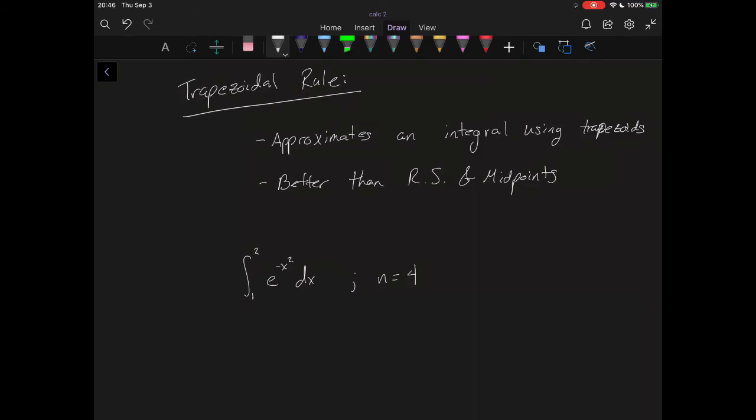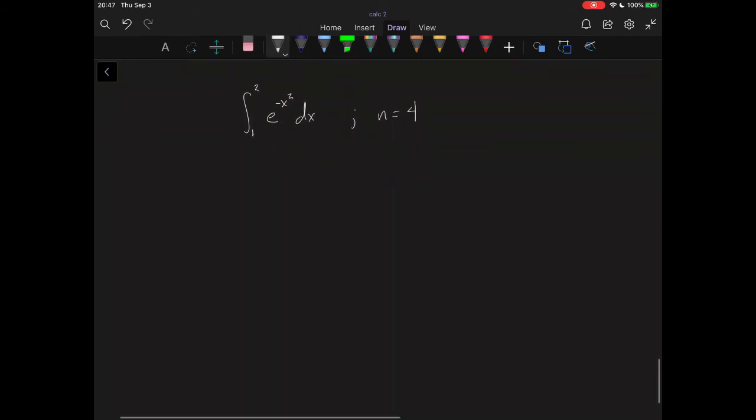the next one we're going to be looking at, again, is the trapezoidal rule. The trapezoidal rule approximates an integral using, creatively, trapezoids. And it tends to be better than Riemann sums and midpoints, even though it's not as nice of a formula to deal with. So let's go ahead and look at the same integral that we did before, and the same number of intervals, e to the negative x squared from 1 to 2 with 4 intervals. So we know what our intervals are now.